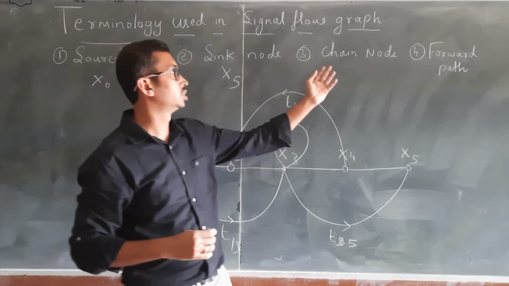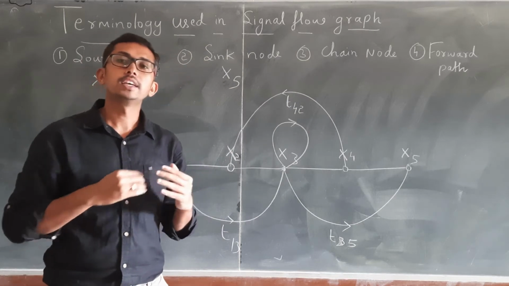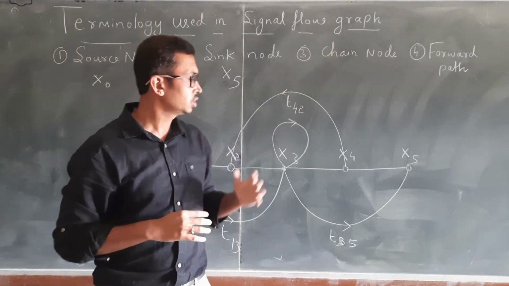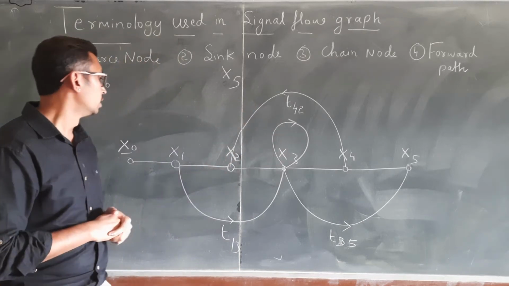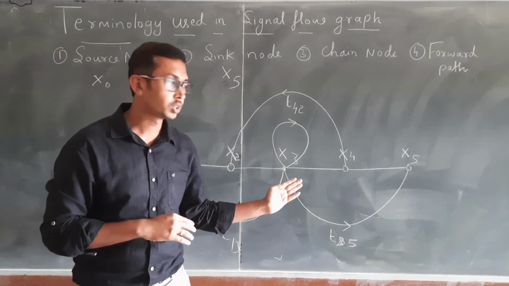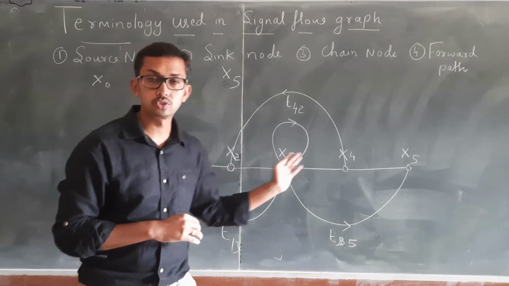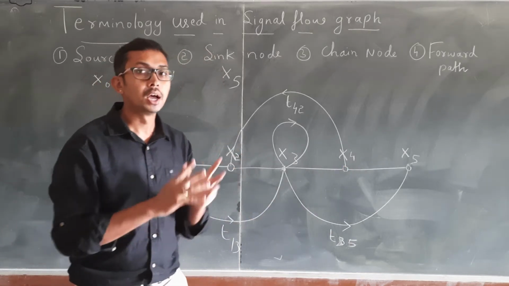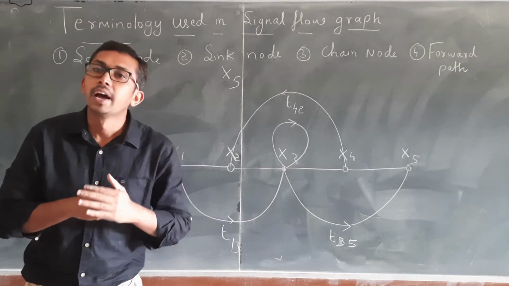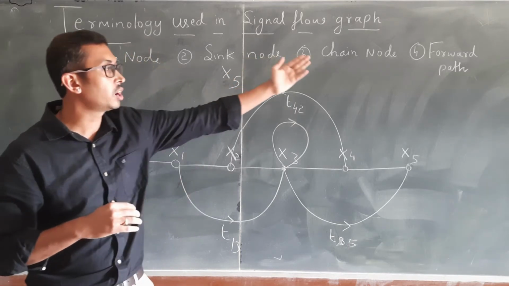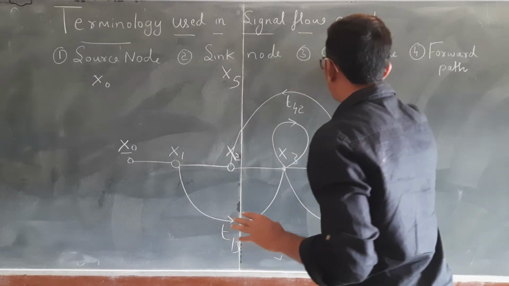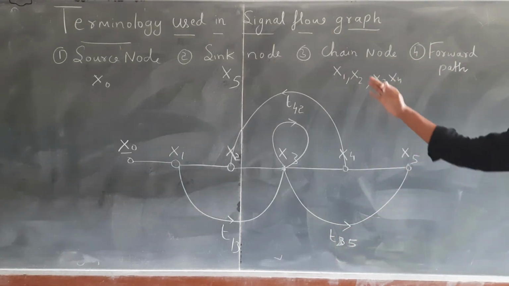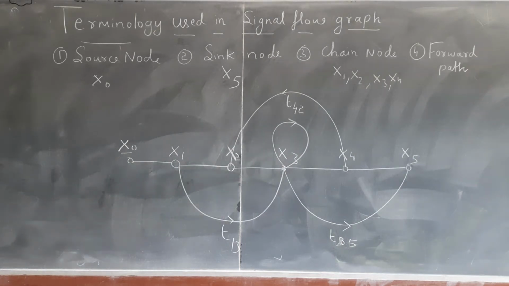Next, what is the meaning of chain node? A chain node is a node which has both incoming as well as outgoing branches. In this case, how many chain nodes are there? Here we have x1, x2, x3 and x4. These 4 nodes are considered chain nodes, because they have both incoming as well as outgoing branches. So I can write the example as x1, x2, x3 and x4. These 4 nodes are called chain nodes.